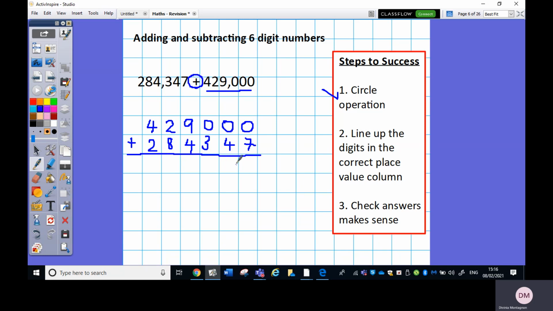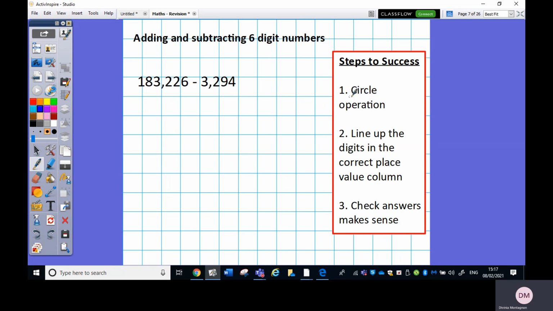So 0 plus 7 equals, good, shout it out. 0 plus 4 equals, 0 plus 3 equals, 9 plus 4 equals, good, and now I need to regroup the 1. 8 plus 2 equals, plus 1 equals, 11, great. 2 plus 4 equals, plus 1, 7. Great, and so this is my answer, 713,347. Great.